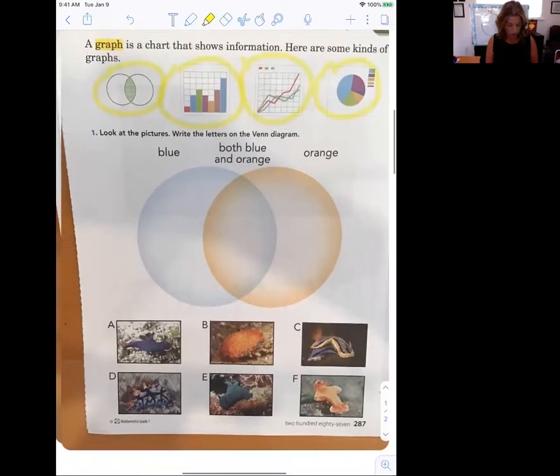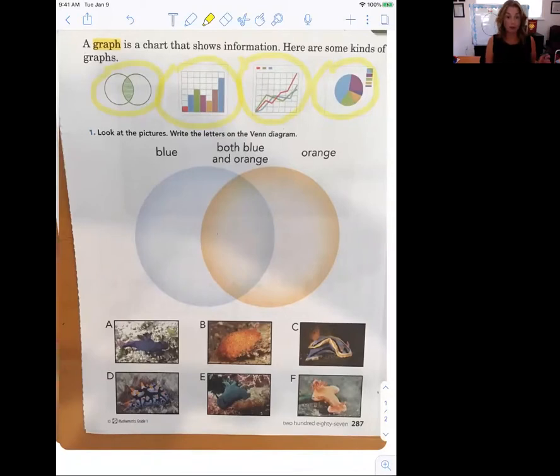Now, we're going to review with our Venn diagram just as we did with fruit. Okay, but let's look at our Venn diagram. Let's see what we're working with. Okay, so we have blue for that circle of the Venn diagram. We have orange for that circle. And then in the middle is what? Both blue and orange. So look at the pictures on the bottom. What do you think we're going to be looking at with these sea creatures? Right. Is it blue? Is it orange? Or is it both blue and orange?